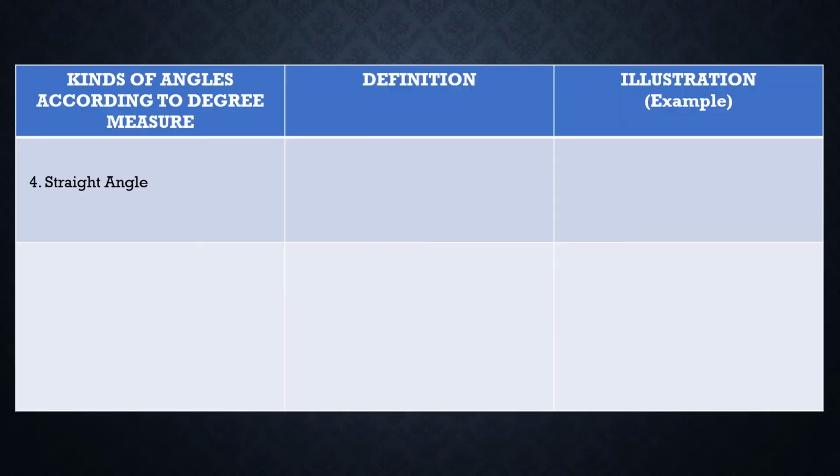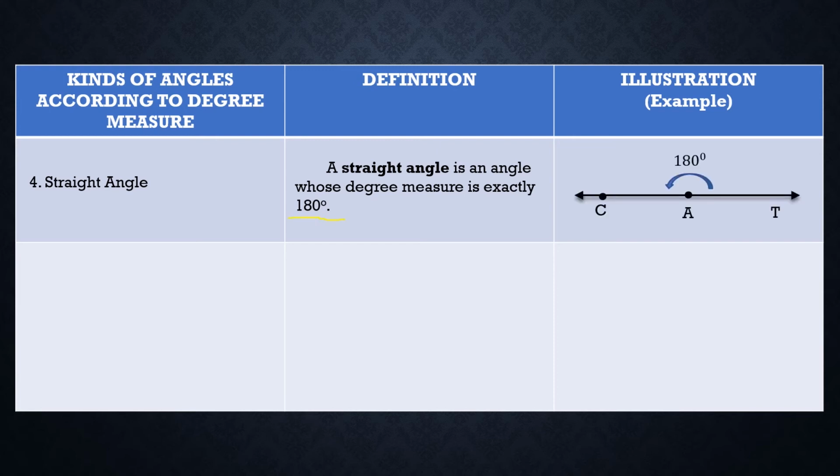Next is straight angle. Sa straight angle naman, yung degree measurement niya is exactly equal to 180 degrees. So ito yung illustration ng straight angle. So again, it forms a straight line. Then its degree measurement is equal to 180 degrees.